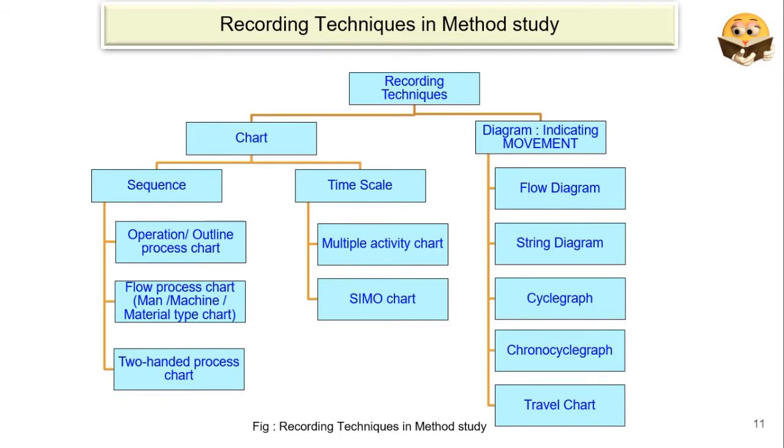Now there are some things which are not clear in a chart, so we go with the diagram for more precision. Diagrams indicate the movements. So flow diagram, string diagram, cycle graph, chronocycle graph, travel chart. These are some of the diagram recording techniques in method study.